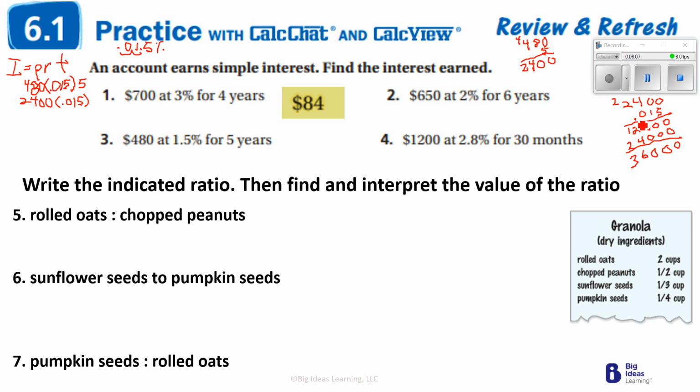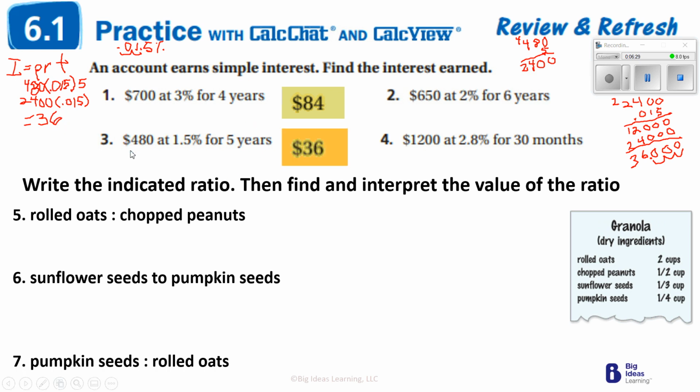Now I have to remember there are 3 decimal places, 1, 2, 3 here. So I have to move my decimal place 1, 2, 3, and put it here. That means the actual number is 36. So all this is equal to $36. Let's check and see how we did.